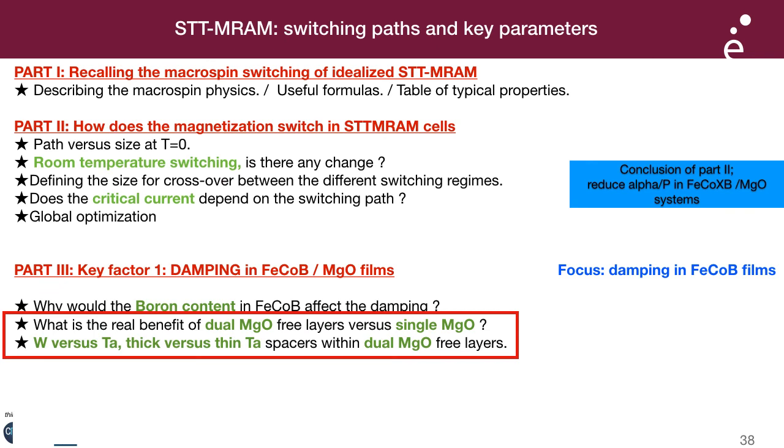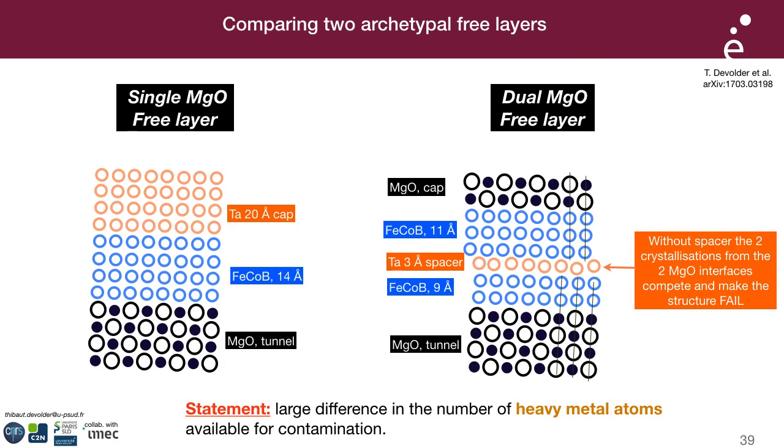So a second thing that we can do to reduce the damping parameter of the free layer is to switch from single MgO free layer to dual MgO. That is to say, to compare a situation where the free layer is sandwiched between the tunnel oxide and a tantalum cap, for instance, and the dual MgO situation, where the free layer is sandwiched between two MgO layers. And unfortunately, it's not as simple as this, because we need to maintain a thin tantalum or tungsten spacer at the middle of the free layer.